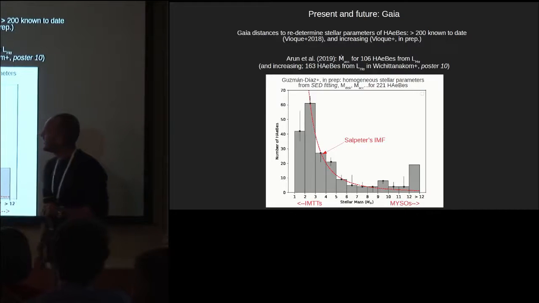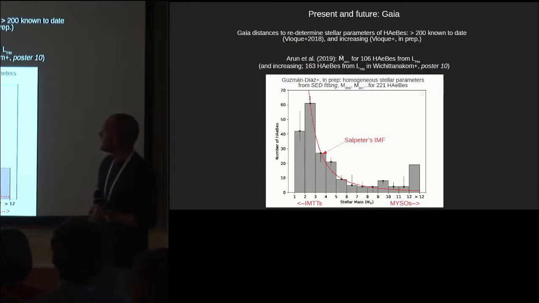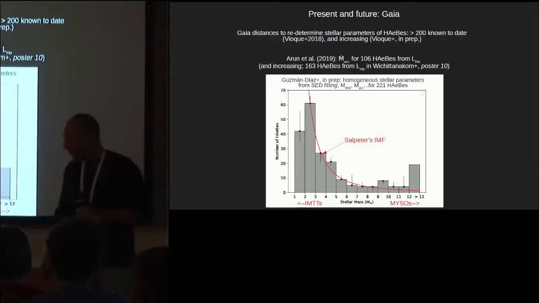New accretion rates are being provided, for example, by Arun et al. We have accretion rates for 106 Herbig Ae stars from the H-alpha luminosity, and this is increasing. You can have a look at poster 10 by Wichittanakom et al.